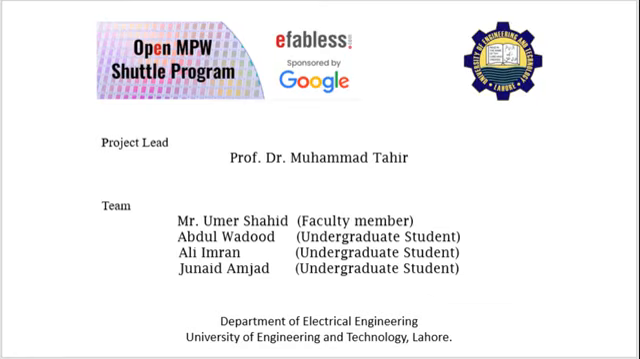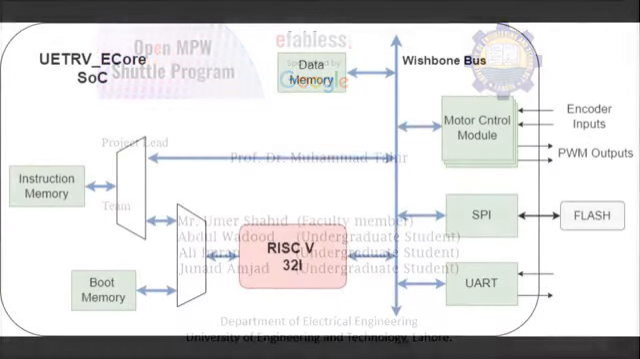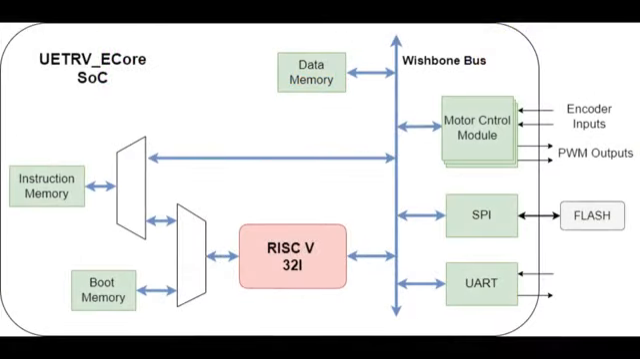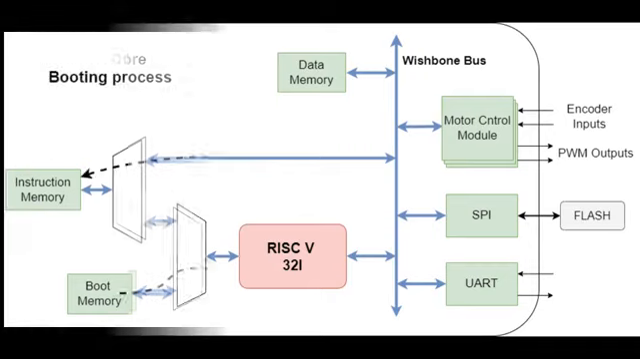Hello everyone, this is the demonstration video of the project that has recently been selected for the tape out in the open source MPW5 shuttle program sponsored by Google and eFabulous. The project is basically the design of a system on chip whose top level block diagram is shown in front of you. The core of this SoC is a RISC-V CPU, which is a 3-stage pipeline processor. It uses the Wishbone bus interface to connect with memories and peripherals.